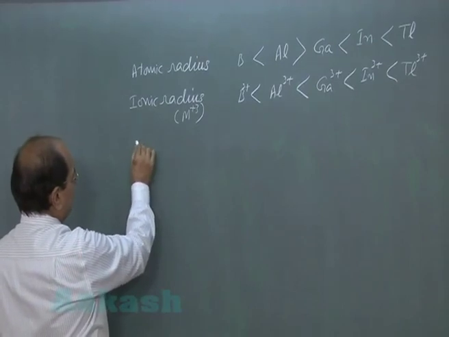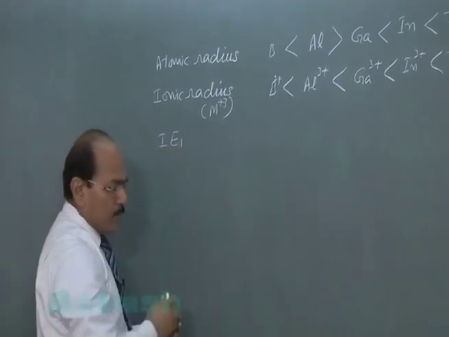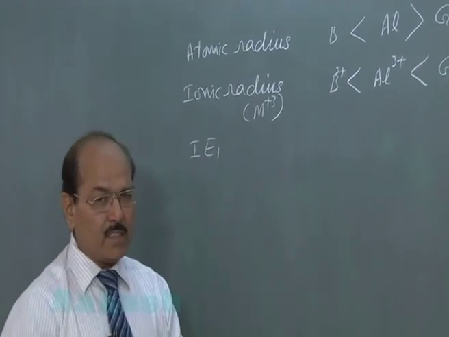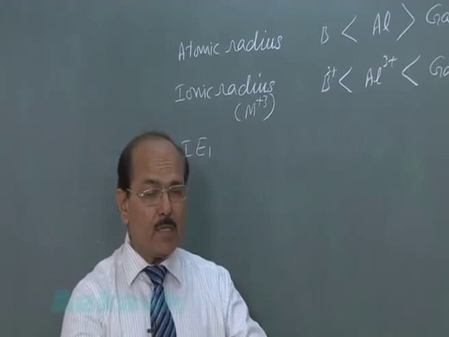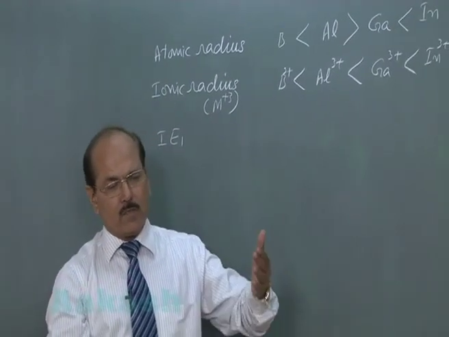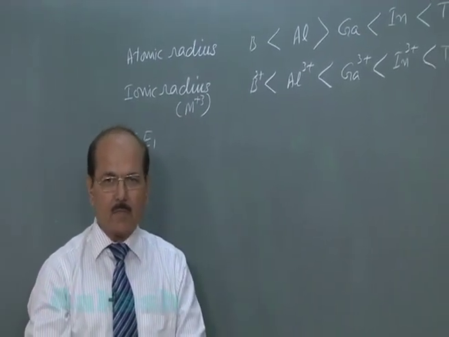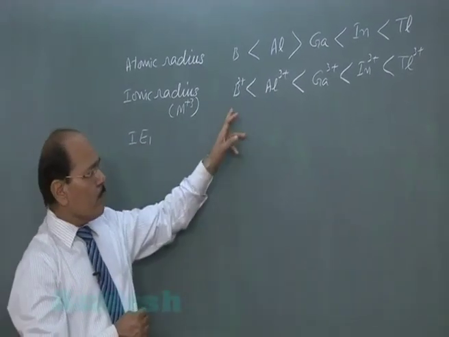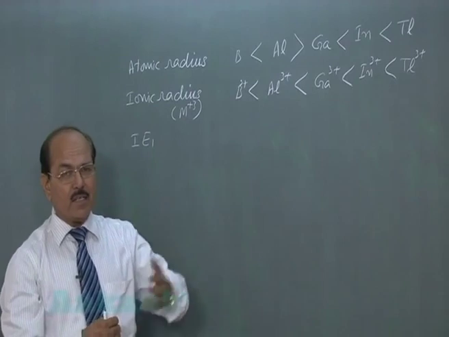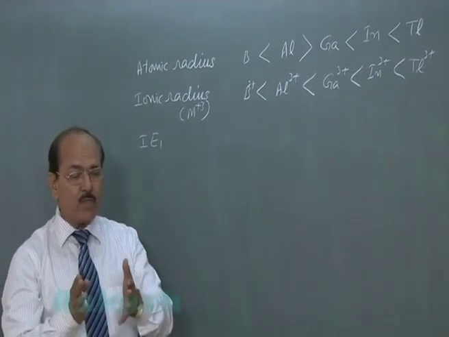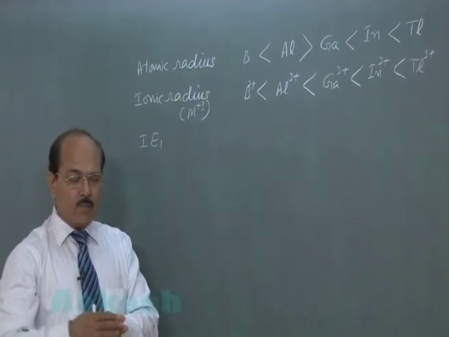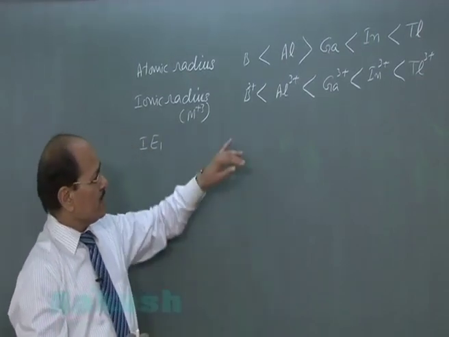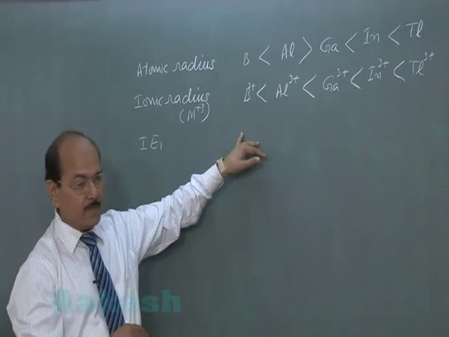Ionization energy of group 13 elements. First we will discuss the first ionization energy. Ionization energy is the minimum energy required to remove the outermost electron of an isolated gaseous atom. When we remove the outermost electron, boron has the highest ionization energy because of the smaller size of boron. The force of attraction of the nucleus on the outermost electron is very high. So the first ionization energy of boron is very high.